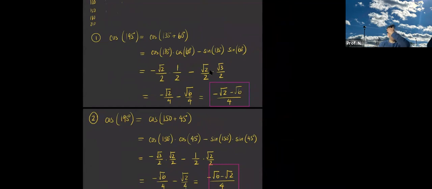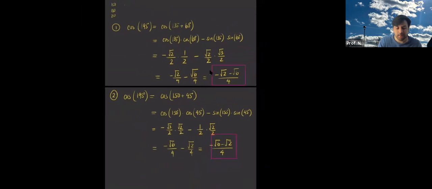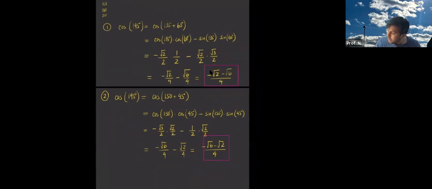I just demonstrated to you guys that as long as you have two numbers that add up to 195, it doesn't matter what they are, as long as you're able to do so and you know the values of those angles that you choose. So in this case, 135 plus 60 adds up to 195. I found it using the formula. 195 can also be written as 150 and 45. And I used the same formula and I got the same answer. Okay? Okay. Awesome.